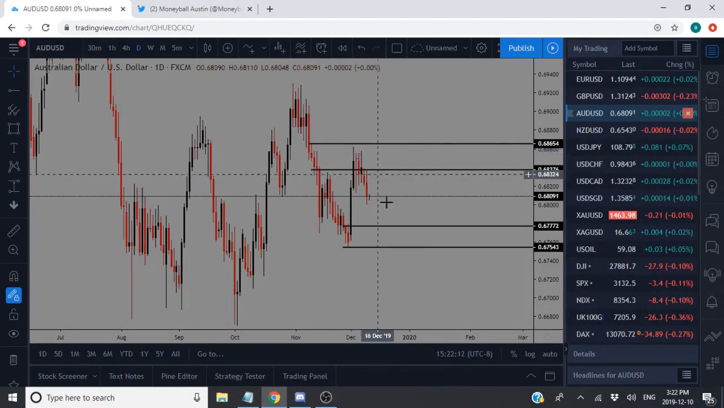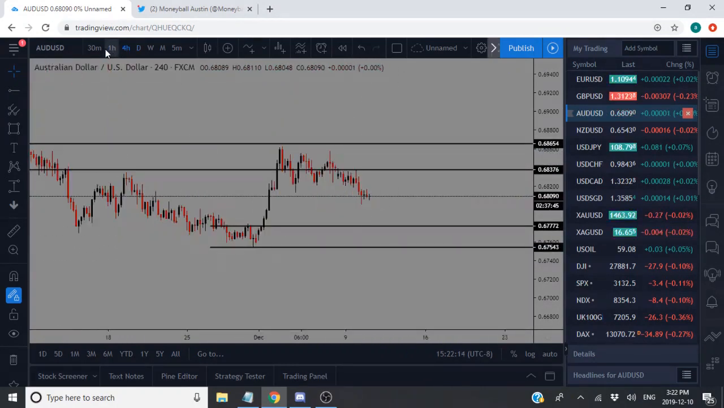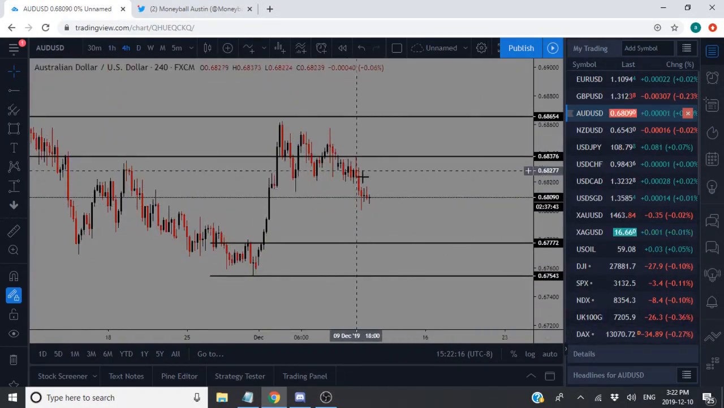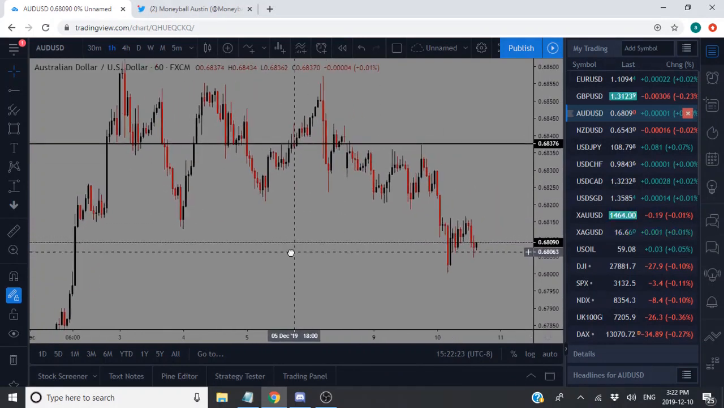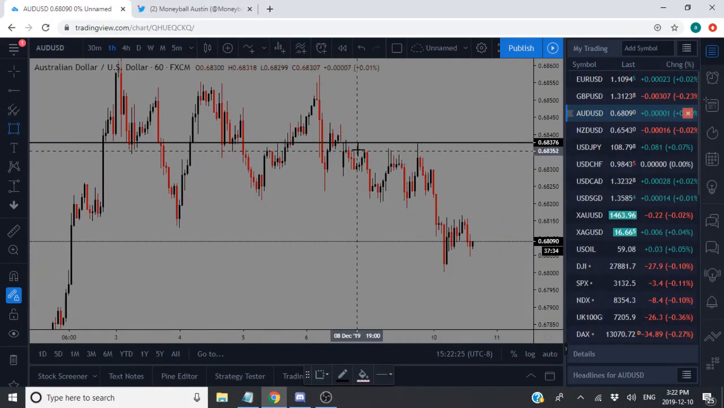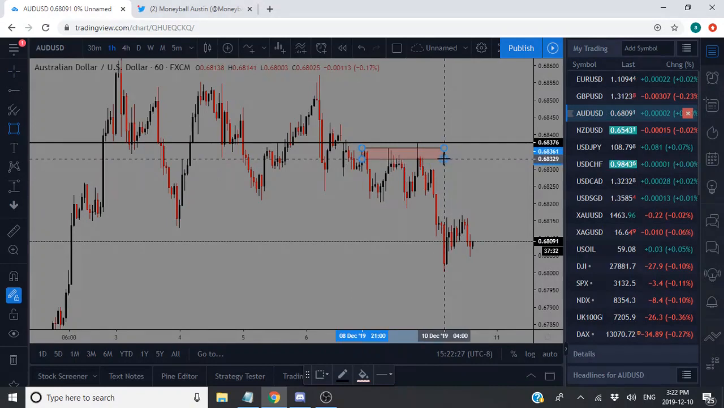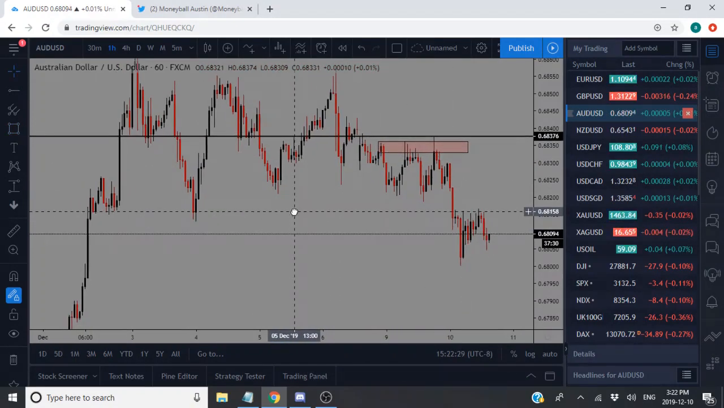Daily supply, daily demand down here. 4 hour, I don't see anything interesting in here. Oh, there was an opportunity. Somebody in the group posted this sell opportunity, and it was a nice little selling opportunity, this supply zone. It was a great supply zone.